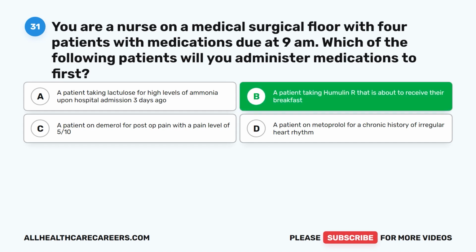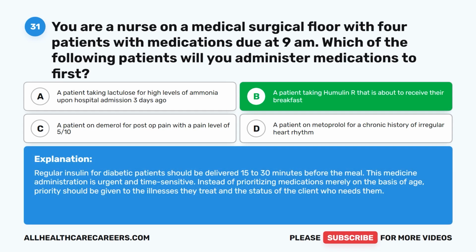The correct answer is B. A patient taking Humulin R that is about to receive their breakfast. Regular insulin for diabetic patients should be delivered 15 to 30 minutes before the meal. This medicine administration is urgent and time-sensitive. Instead of prioritizing medications merely on the basis of age, priority should be given to the illnesses they treat and the status of the client who needs them.